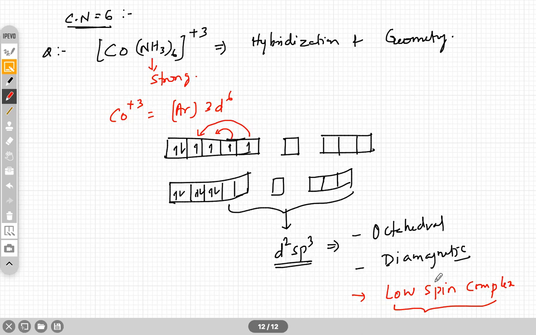With the hybridization, whether it is low spin or high spin, the nature of the ligand we can identify or understand. Sir, how do we determine if it's octahedral or square bipyramidal? Both are the same thing. Anyone you write, it is correct. Okay.